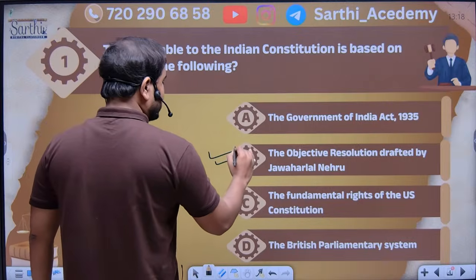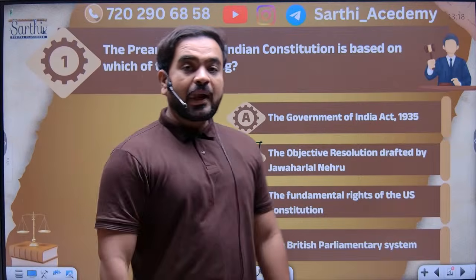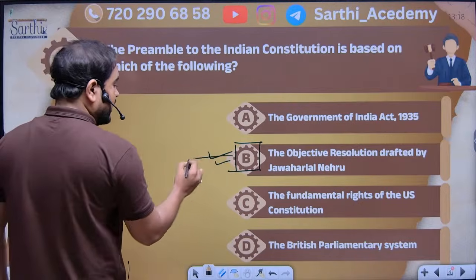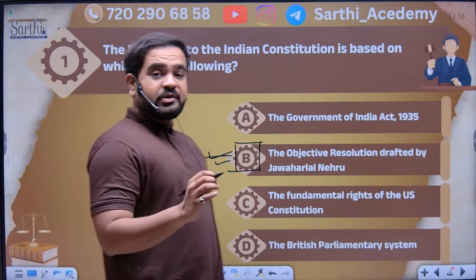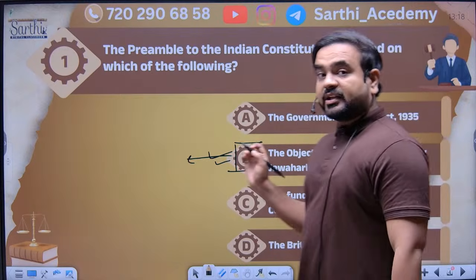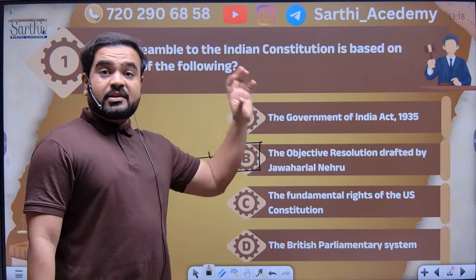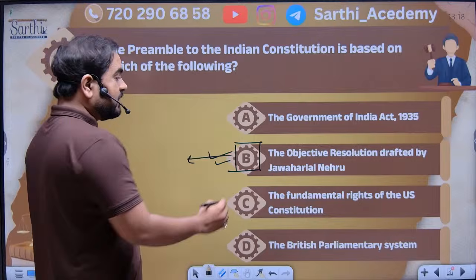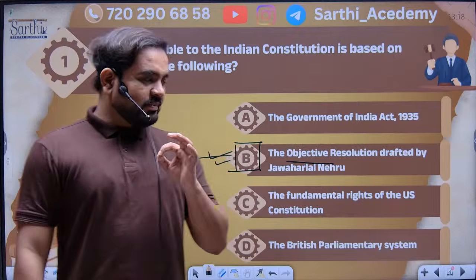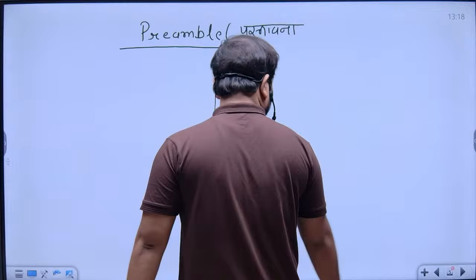So my dear friend, the answer to this question is the objective resolution drafted by Jawaharlal Nehru. The preamble itself shows the objective resolution drafted by Jawaharlal Nehru. Actually, there are so many provisions in our constitution that were taken from the Government of India Act 1935. That is completely okay. But the concept of preamble itself was taken from the objective resolution passed by Jawaharlal Nehru. So please remember, जो question आवे तो जवाब शू आवे, the objective resolution drafted by Jawaharlal Nehru.